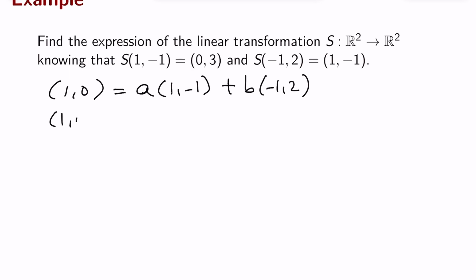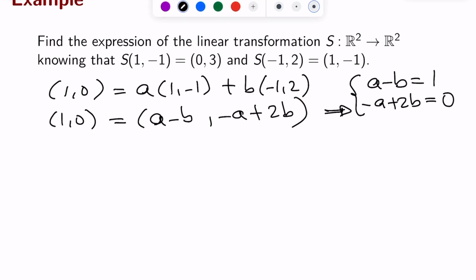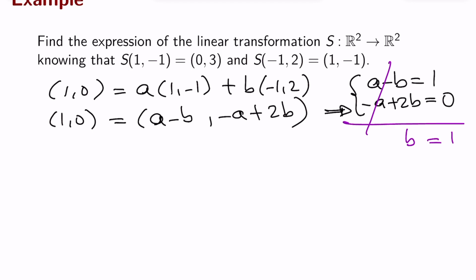Let's just do the operations. 1, 0 should be equal to a minus b, comma, minus a plus 2b. And so from here, we have that a minus b has to be 1, and minus a plus 2b has to be 0. Let's solve this system of equations. We can just add these equations here. So we have that 2b minus b equals 1. Well, substituting in any of them, we get that a is equal to 2.